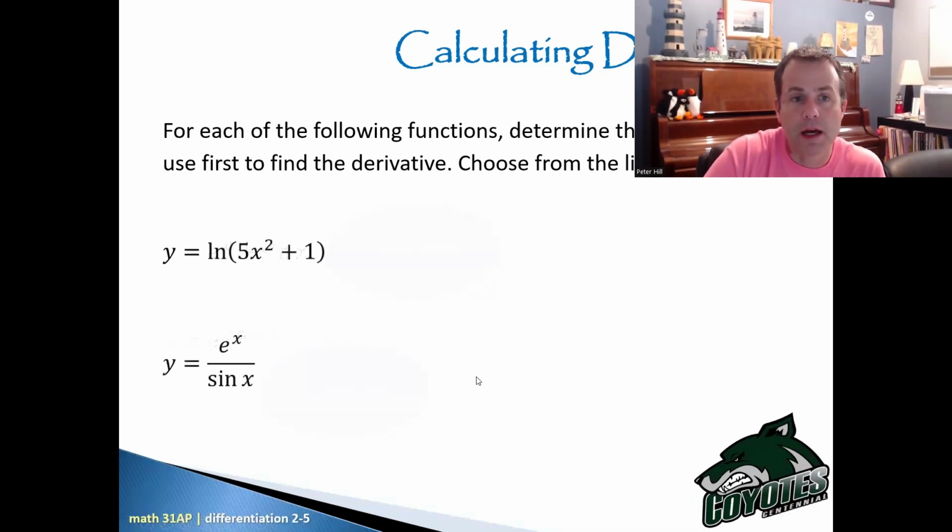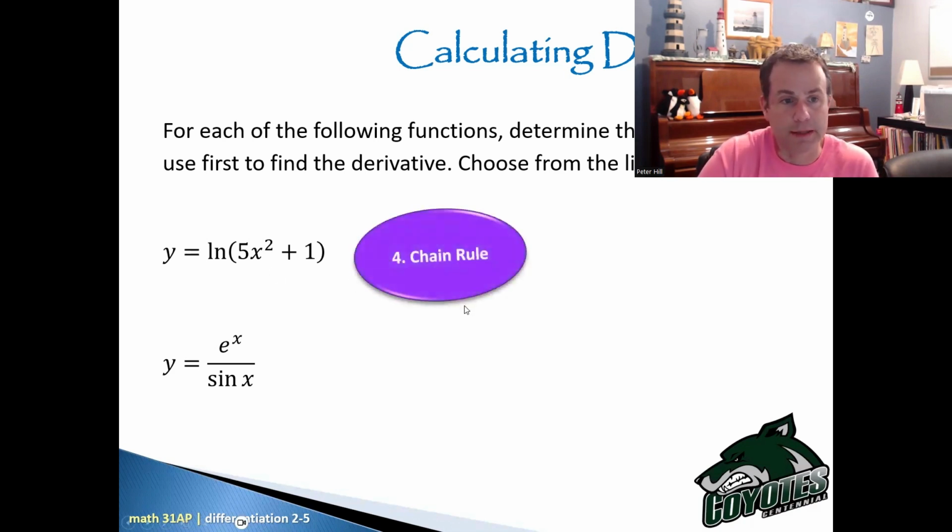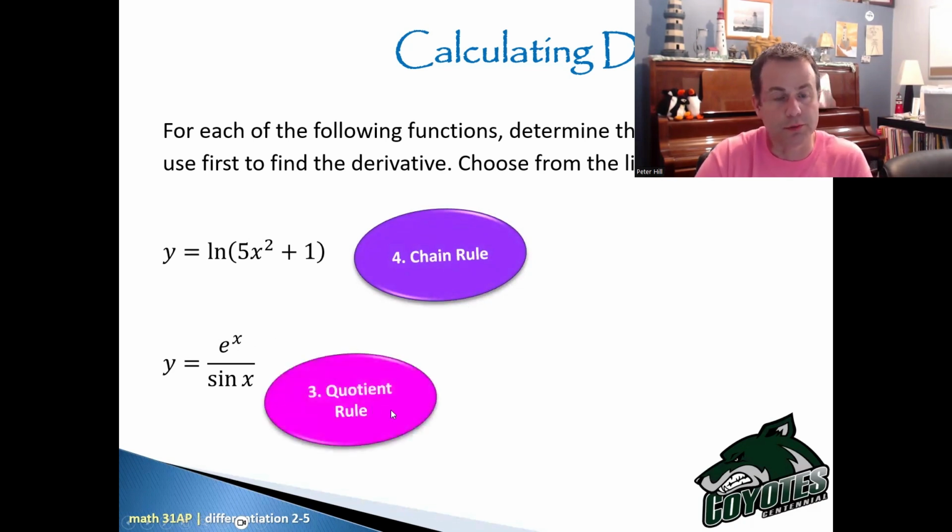Okay, next one, ln of 5x squared plus 1. Again, you're taking the ln of something, so that would be 1 over whatever the something is. But again, then you have to take the derivative of the inside function. So that's going to be the chain rule again. Okay. y equals e to the x over sine x. That's going to be the quotient rule.